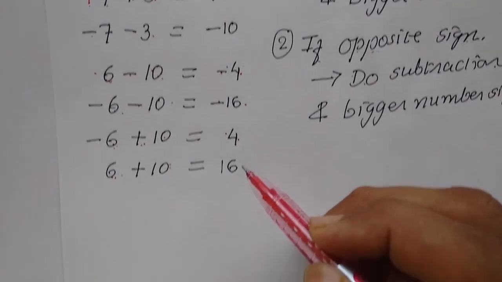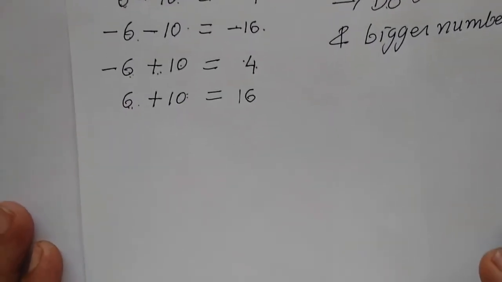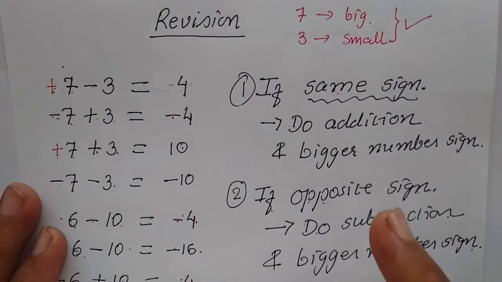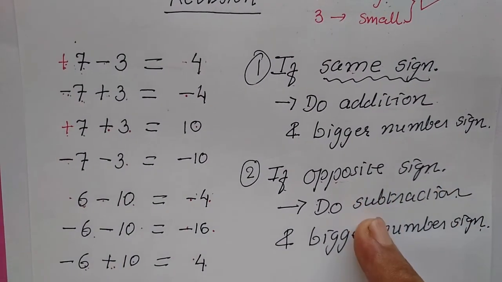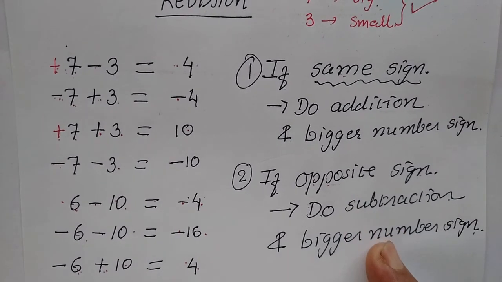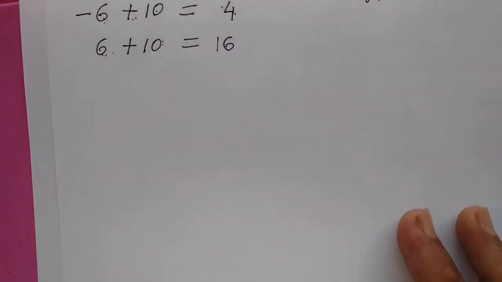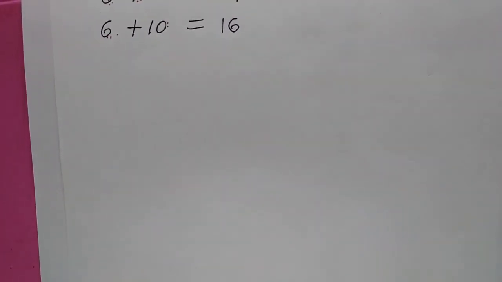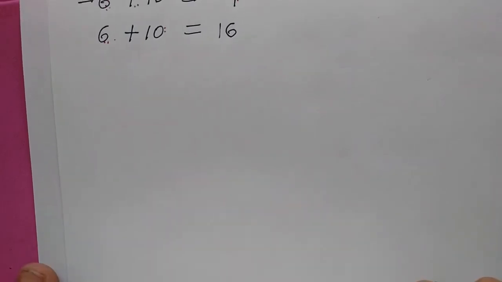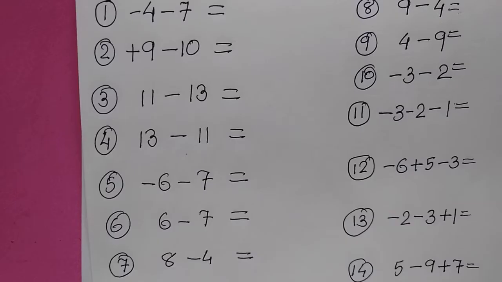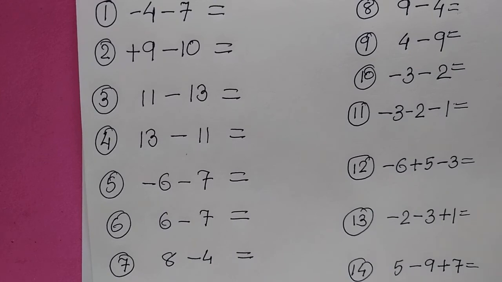Okay children, now I am giving you a few examples. Study this rule once, twice, write it down in your notebook. I am sure that you will not make mistakes in future, children. Some examples I am writing here; first pause the video and write down the answers. Okay children, let us write down all these questions in your notebook.